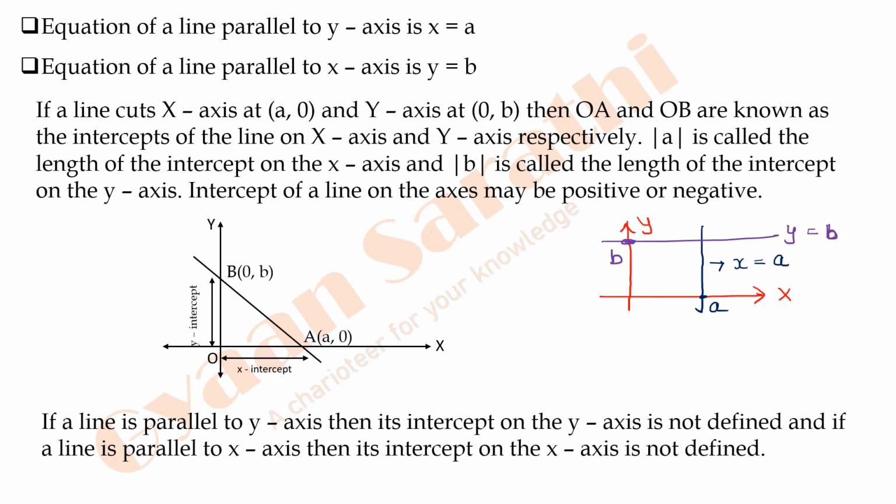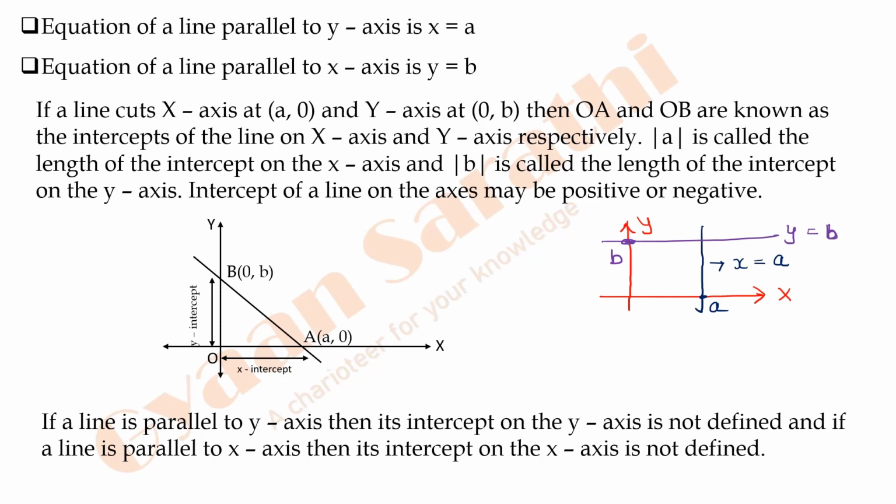Okay, so if a line cuts the x-axis at (a, 0), you can see here in this figure, this line AB is cutting the x-axis at (a, 0) and the y-axis at (0, b). Then OA and OB are known as the intercepts of the line on the x-axis and the y-axis respectively. So OA, as you can see here in the diagram, is called the x-intercept, and OB is called the y-intercept.